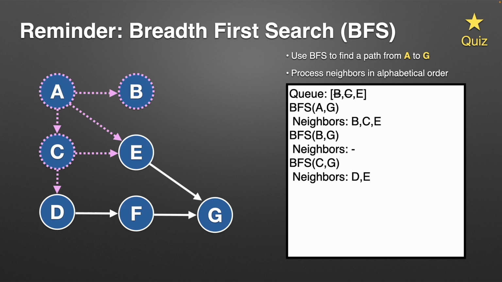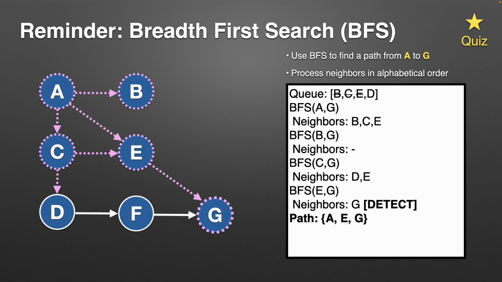Now E is already in our queue. So we add D to the queue. We don't add E. And then we process from the queue, E in this case. And so we go to E, and we ask E for its neighbors, which gives us G. Depending on the implementation, you may detect it at this point, or you may go a step further before you detect it. We'll say we detect it. And so that will give us a path of AEG here.